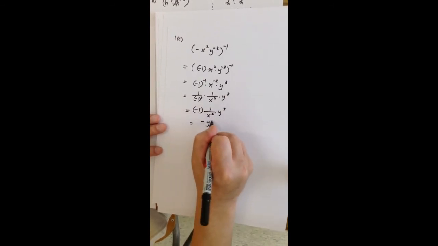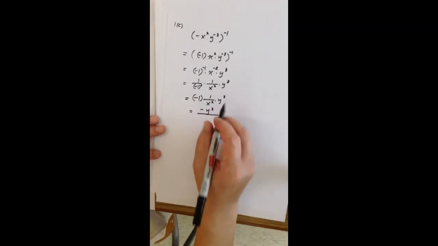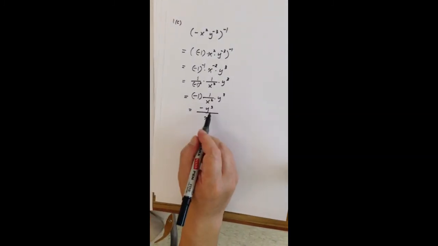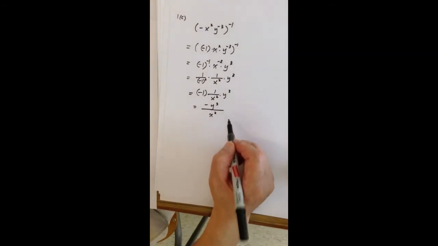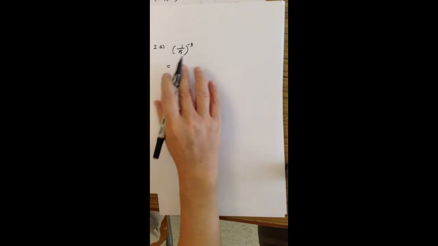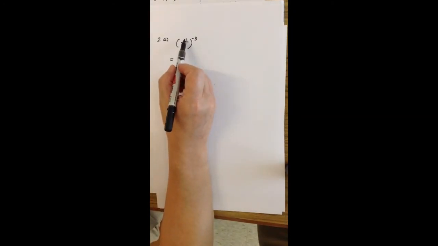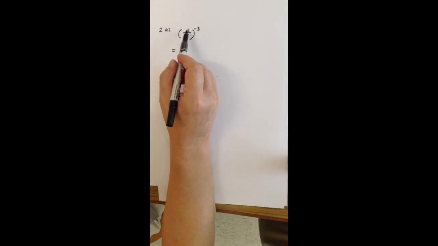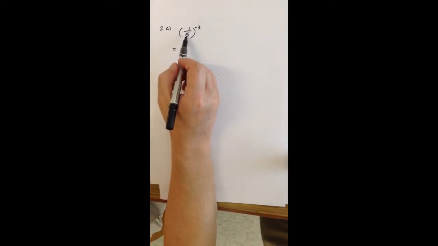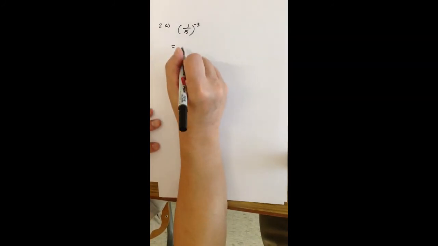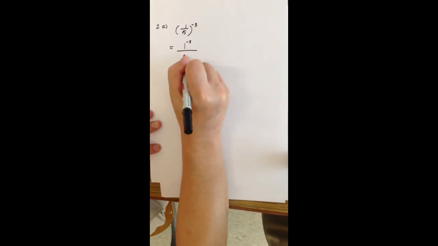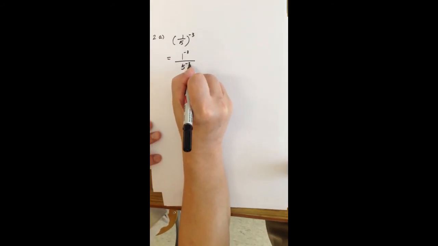So, after simplifying, the answer is negative y to the power cube over x squared. In question 2a, now you can see that inside the small bracket there is a number 1 in the numerator and number 5 in the denominator. So use the formula to expand it out first. 1 to the power negative 3 and then 5 to the power negative 3.